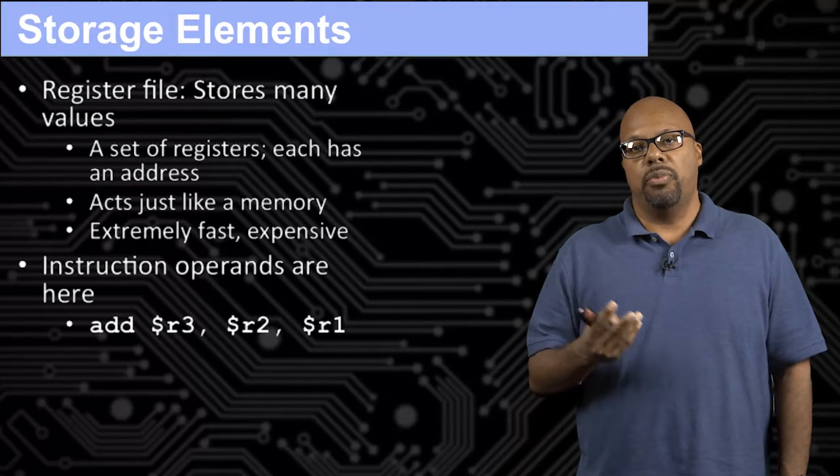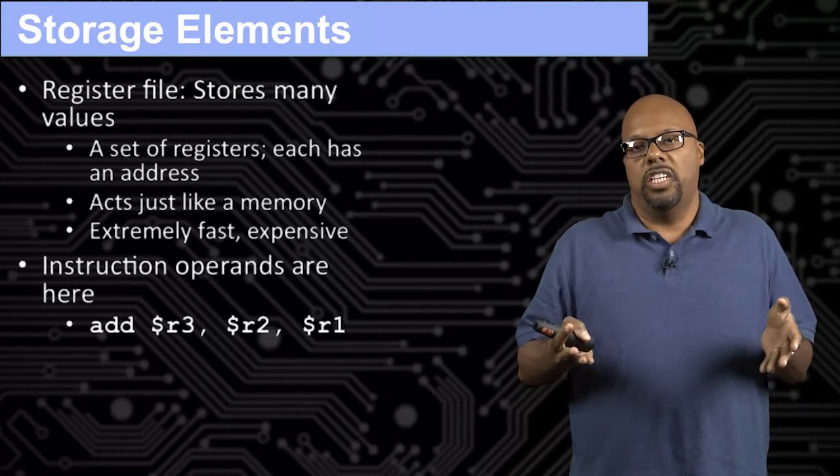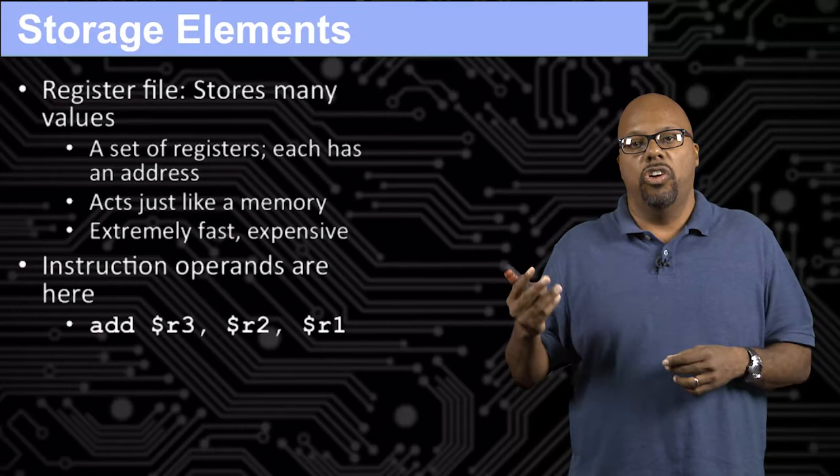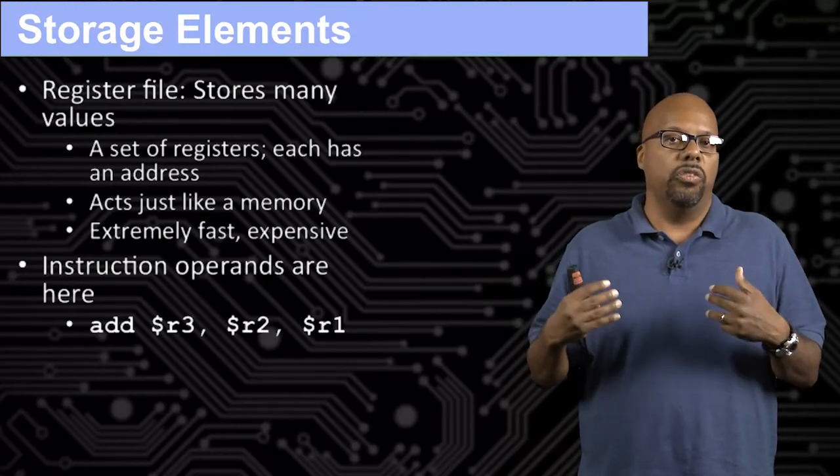But notice it has these operands. So R3 is the destination register. That's the name of a register, R3. And R2 and R1 are the two source operands, the two things that we want to get added together.